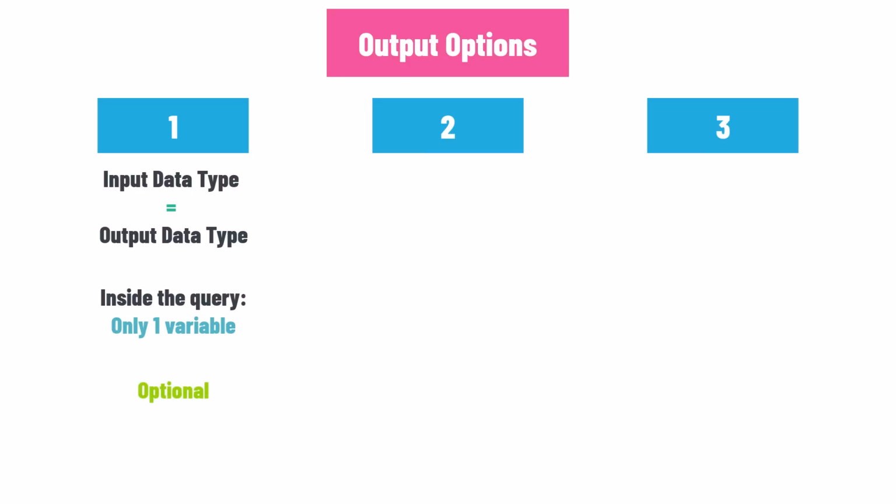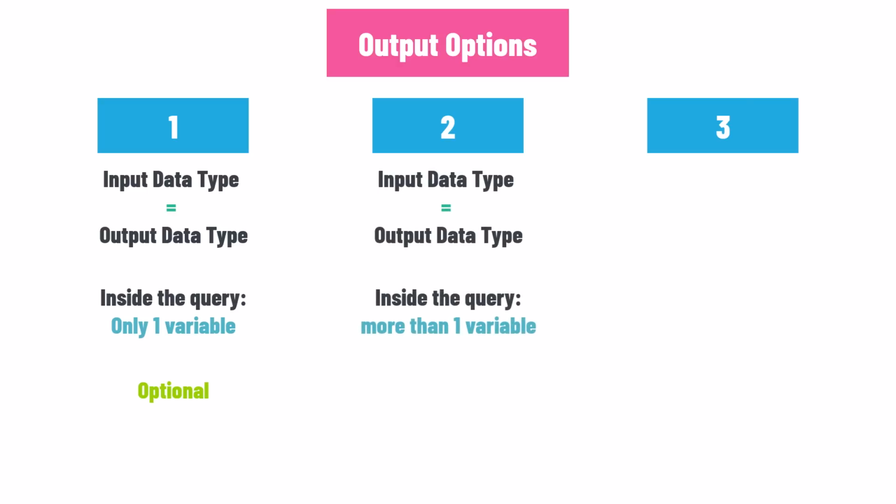The second one, where the input and the output have the same data type. But inside the query I modified the elements and want to get something specific. In other words, I have more than one variable inside the query. Here I have to use select clause, to define which variable I want to get as output.